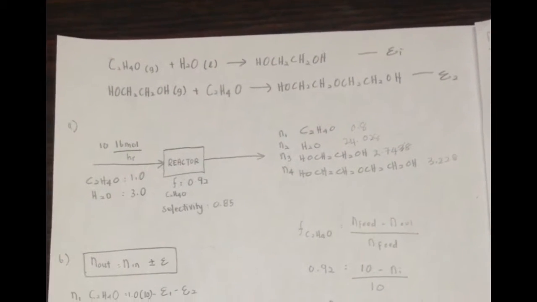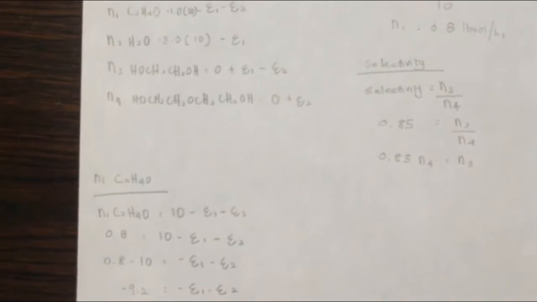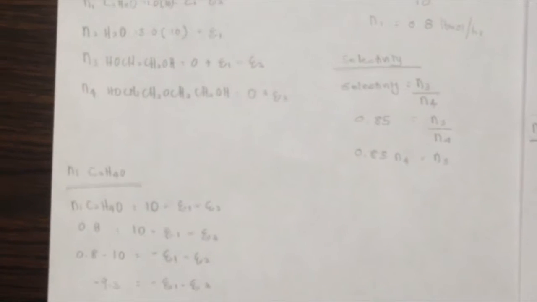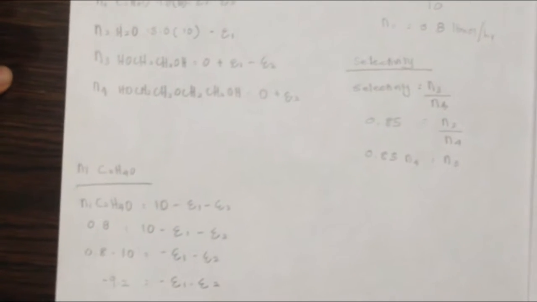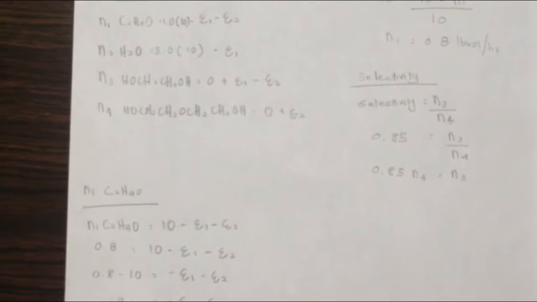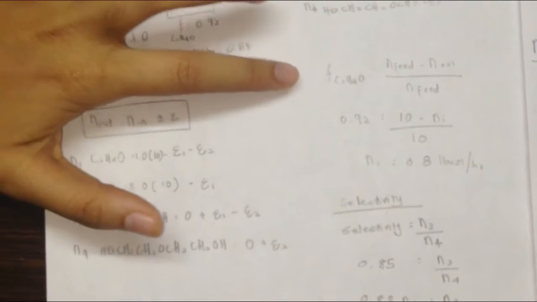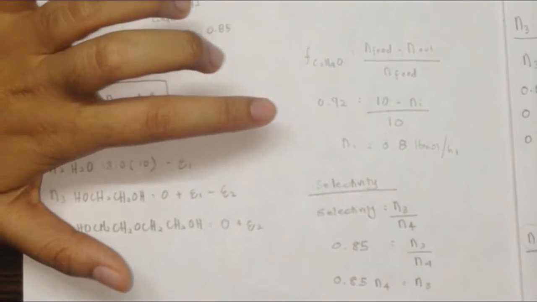For the B part, we need to calculate the reactor outlet composition using the extent of reaction. This is the formula for the extent of reaction, which is N out equals N in plus or minus chi. So this is the equation for each composition, which is N1, N2, N3, N4. Based on the information given, we can find N1 by the fractional conversion. By using the fractional conversion formula, we can find N1. So the N1 is 0.8.